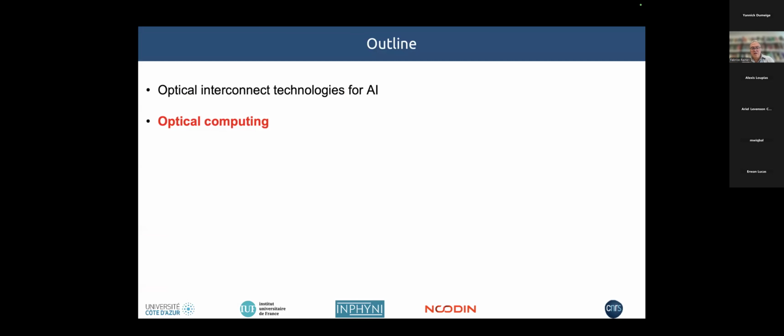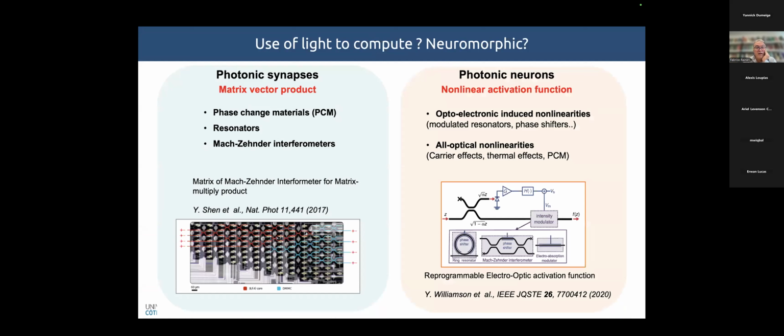So, to be fast now, let's move to optical computing. Daniel talked beautifully on why we want to use light to compute. Of course, most of us come from nonlinear optics, so we are very excited about doing some calculations with light.